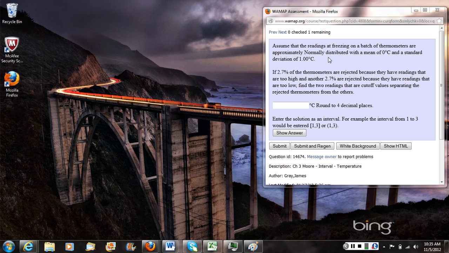But we don't want our thermometers to be off by too much. So after we produce them all, we test them, and we're going to throw out the 2.7% of thermometers that have readings that are too high, and the 2.7% that have readings that are too low. If a thermometer's not working, it might be telling us the temperature is higher than it really is or lower than it really is, and we want to get rid of the worst offenders in both directions.